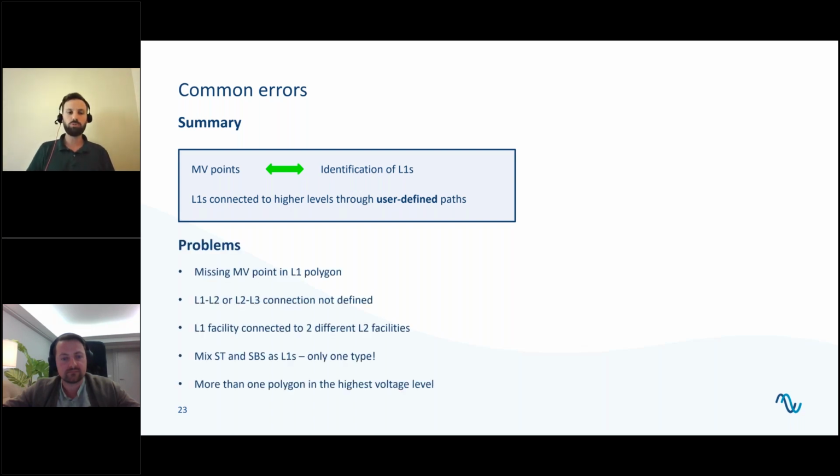Let's see some common problems you might bump into. You might be forgetting the MV point in the L1 polygon, or maybe you didn't connect your L1 and L2 facilities or L2 and L3. Or maybe you connected an L1 facility to two different L2 facilities. Or maybe you are mixing ST and SBS polygon at level 1. How do you know you're mixing them? Because you put MV points in both ST and SBS polygon. Or maybe you are having more than one polygon at the highest voltage level. So if you are following all the connections and you end up with two polygons, there is a mistake in your configuration. So that's all from this section.